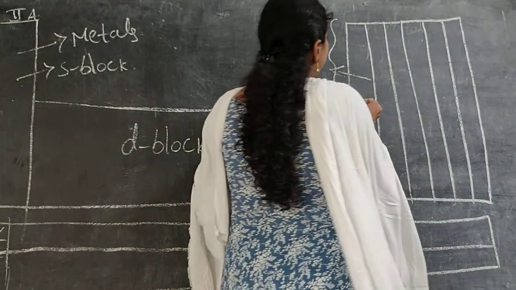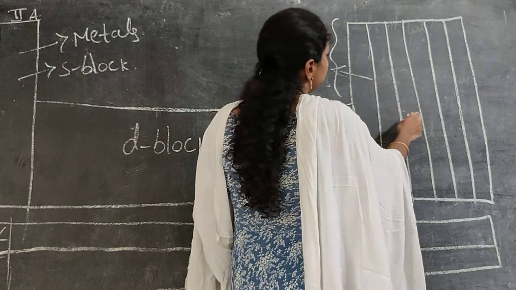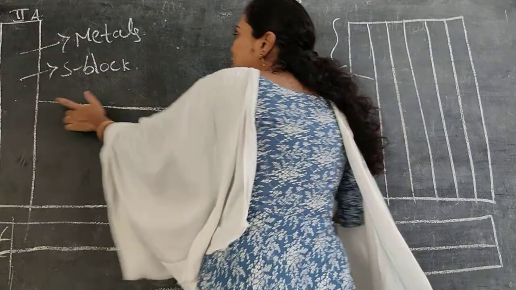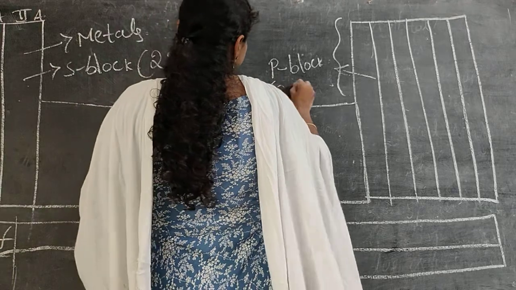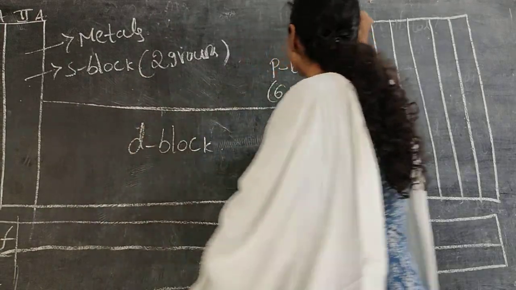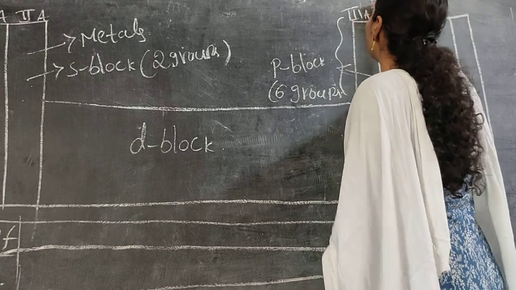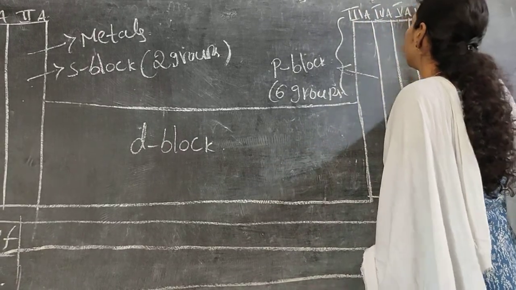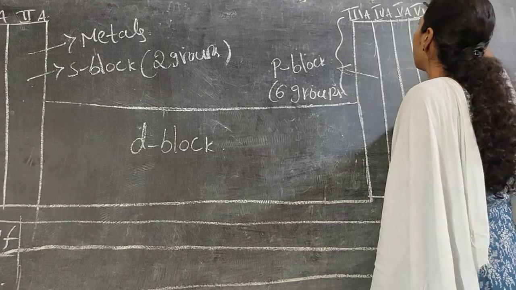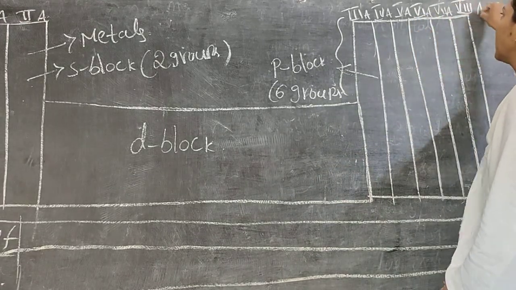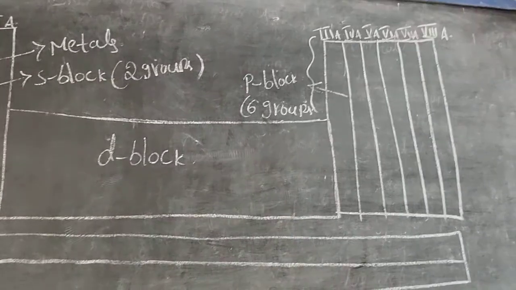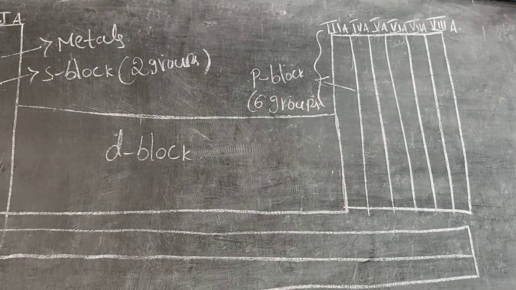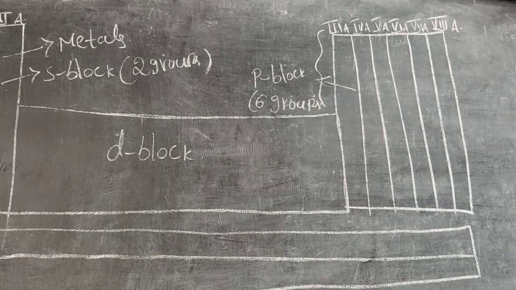Coming to the P block. The P block is divided into 6 groups. Here the S block was divided into two groups, and the P block was divided into 6 groups. That is 3rd A, 4th A, 5th A, 6th A, 7th A, and the final one is 8th A. Are you able to see now? Yes.